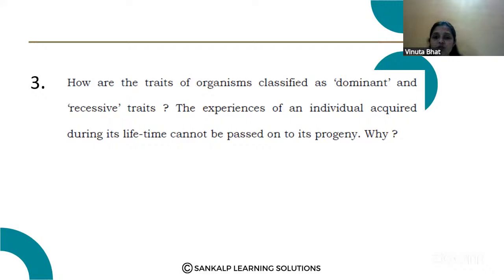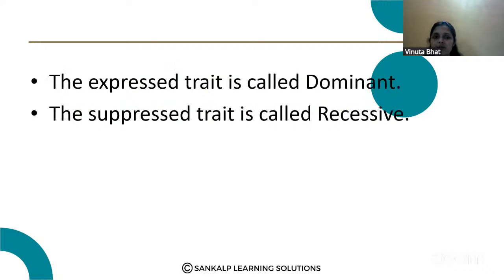How are the traits of organisms classified as dominant and recessive trait? Here, the expressed trait is called a dominant trait and the suppressed trait is called a recessive trait. Okay.